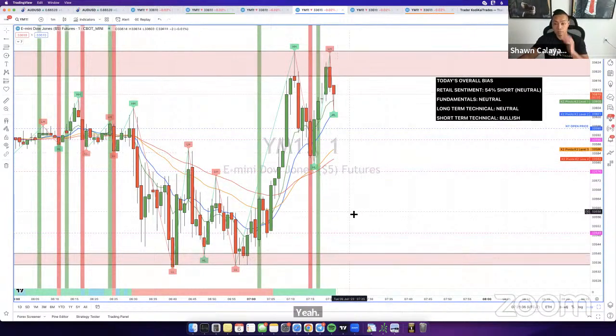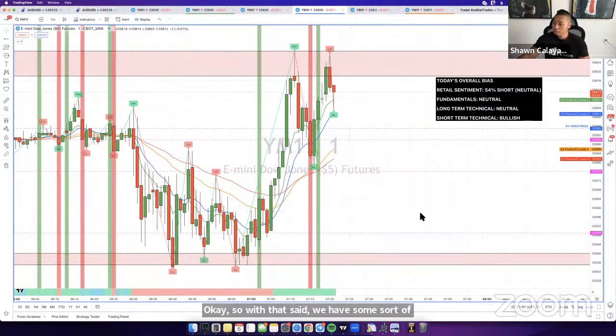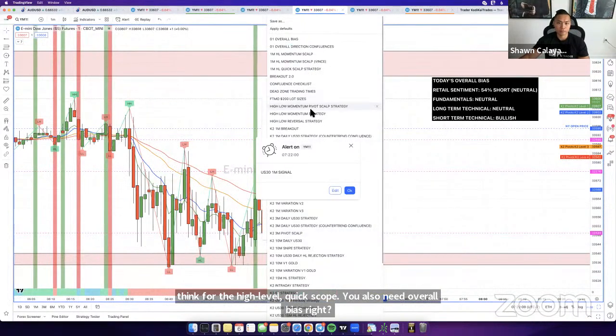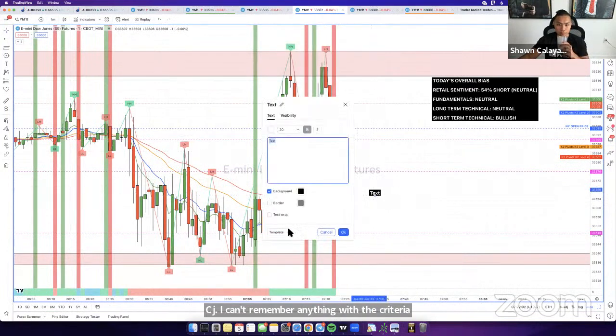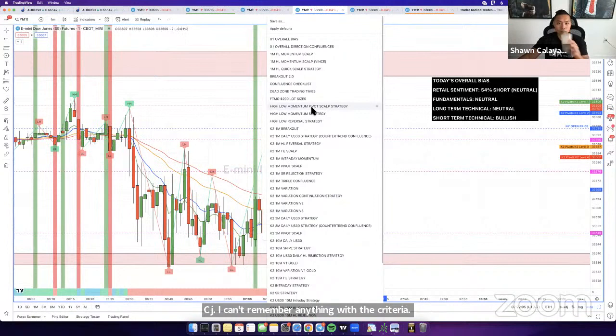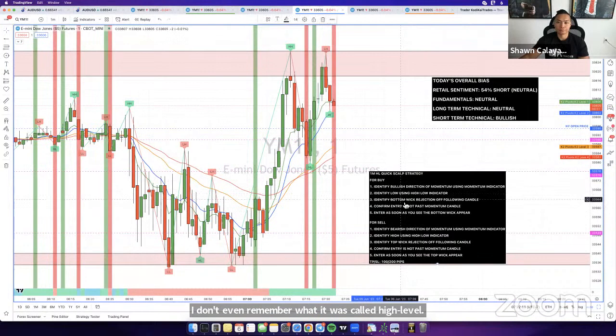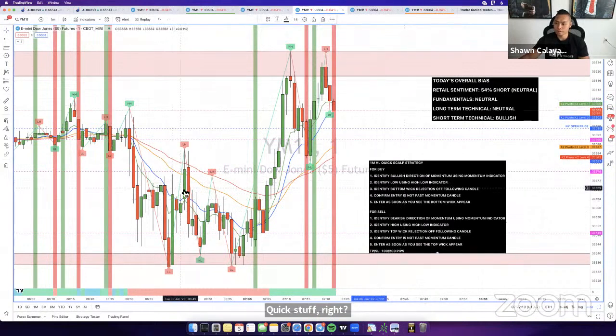Okay, so with that said, we have some sort of bullish bias here. Let's see, CJ is asking, was that a high-low quick scalp at 652? A high-low quick scalp, let me see, 652. I think for the high-low quick scalp, you also need an overall bias, right, CJ? I can't remember. Let me put the criteria. I don't even remember what it was called, high-low quick scalp, right? So it's 652.